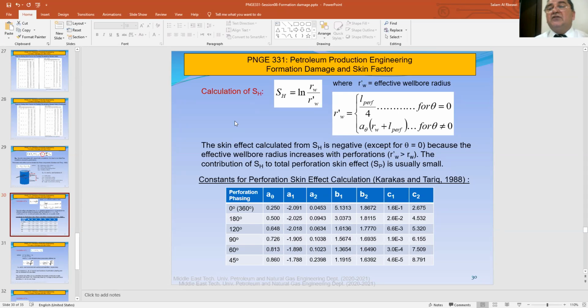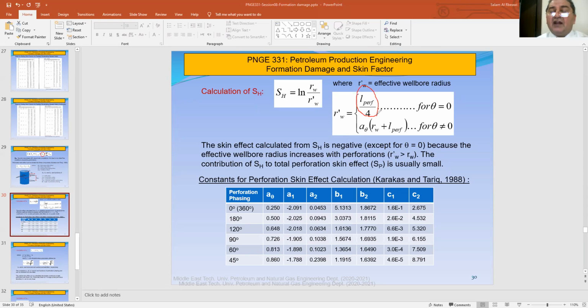So S sub H in this case will always be negative. It's not positive. It is always negative because RW dash is always greater than RW, except for theta equal to 0. Now, how can we calculate RW dash? RW dash is calculated by two models. When theta, the phasing angle, is 0, RW dash is calculated by this model.